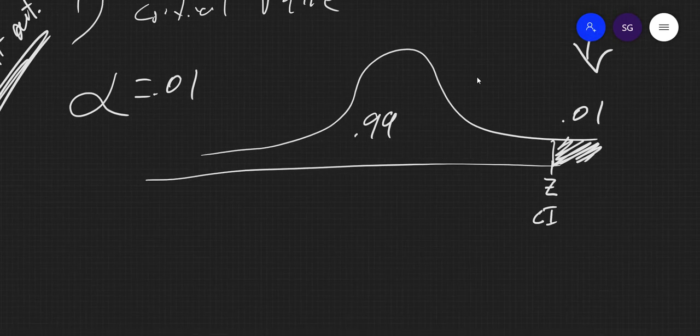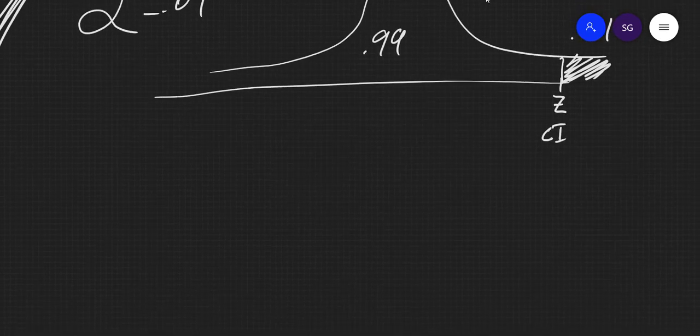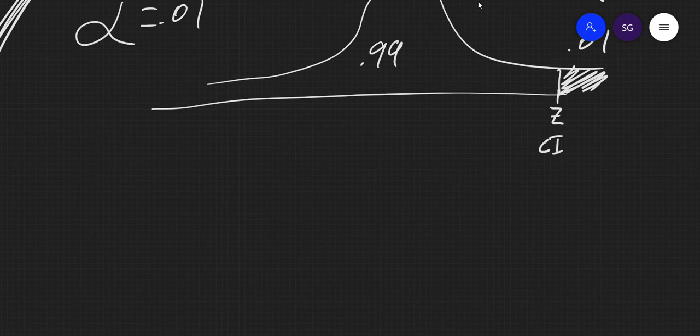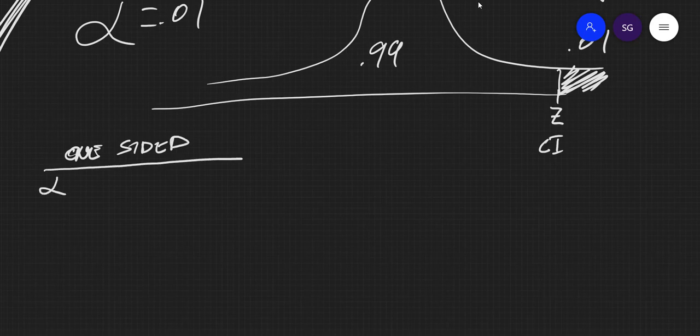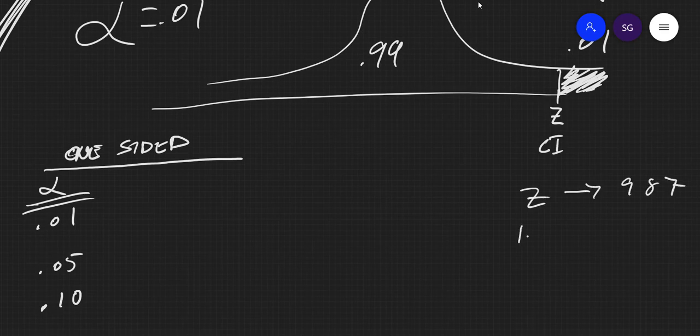So we could go to the tables and try to figure out what Z should be. But we also know that on one-sided tests, there are some very common alphas: alpha at 0.01, alpha at 0.05, alpha at 0.10. And these are just known. You could go back and calculate them. It's nothing more than finding the right tail or the left tail inside your Z table. Remember your Z tables, 1.9, 2.0, 2.1, and so on.